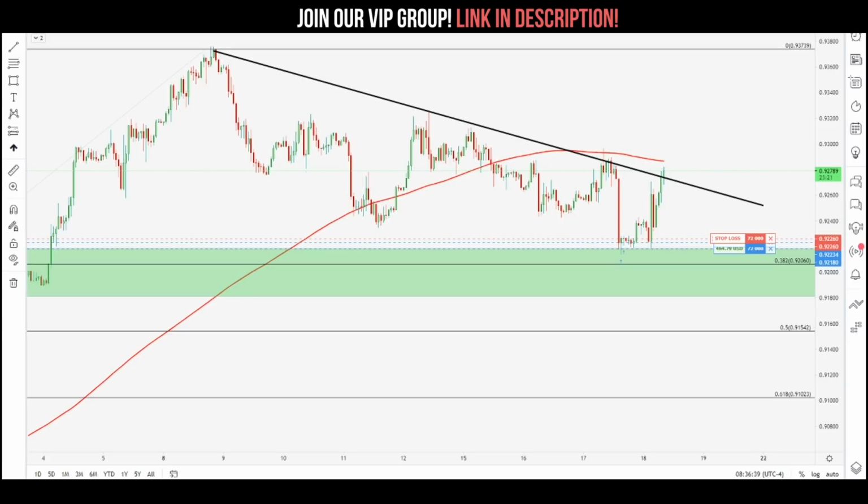So I'm going to pause the video from here. We're going to see how this trade goes from here. If it keeps going, then I will probably lock in more profit. And if it does not, then I will go ahead and take a small win on this trade.